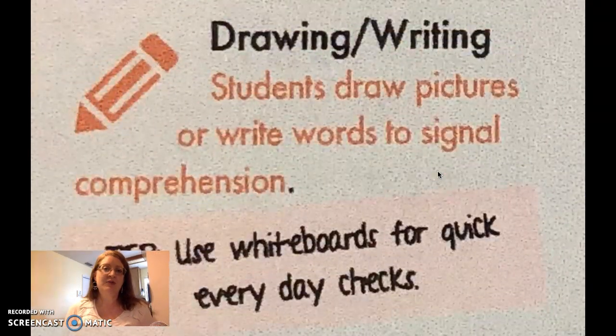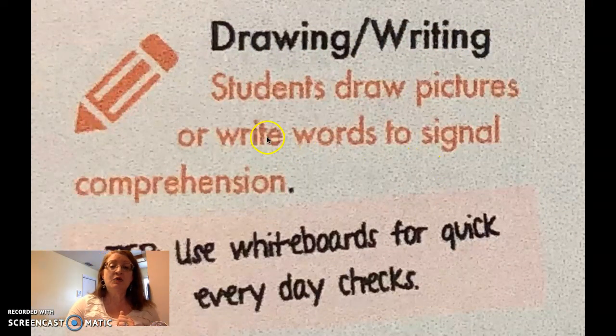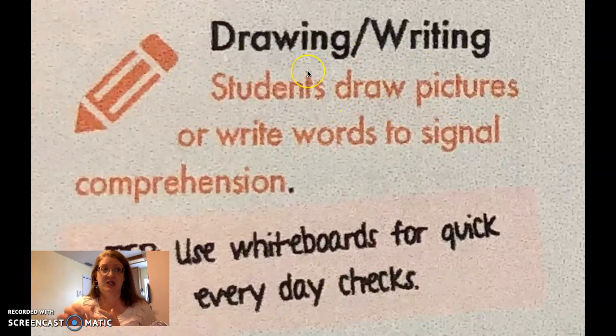Another type of nonverbal checking for understanding would be drawing pictures. I would not include writing words at this point, because if they have to write language, it's actually verbal. But if they can draw pictures, that actually gives us a way of seeing that they understand without them having to say or spell or write anything.